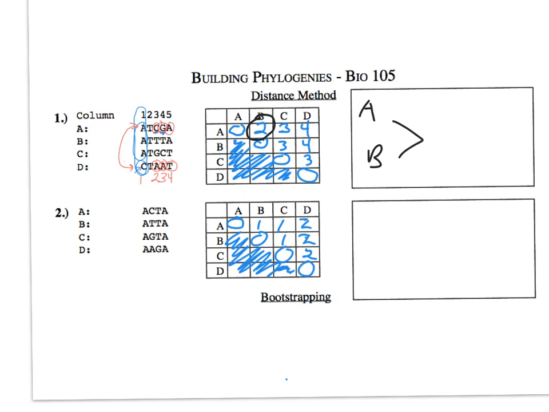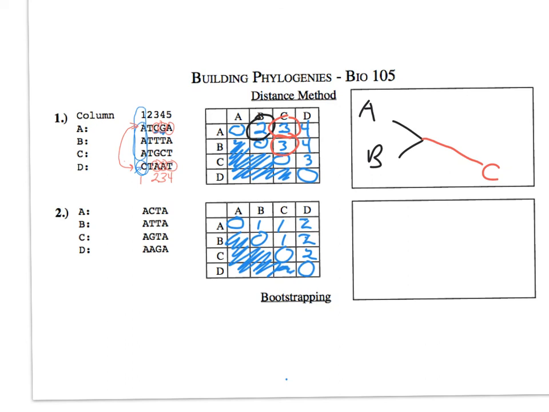Then who's most next closely related to A and B? So C has 3 changes from A and 3 changes from B. So we'll draw C somewhere else in the tree, right? You could always start a tree like this, because this is always the first structure that you'll draw in any tree. 2 sister species and an outgroup.